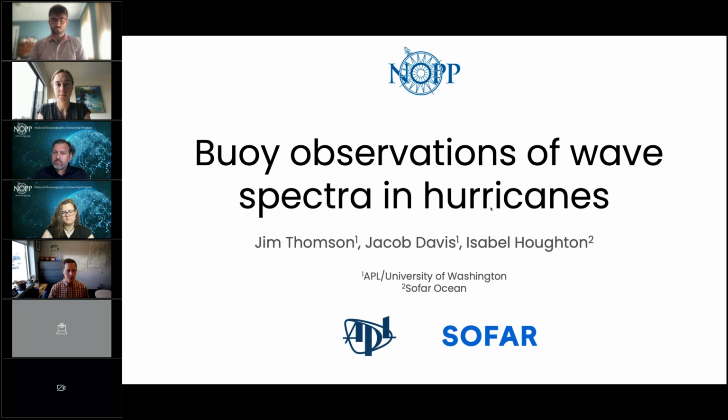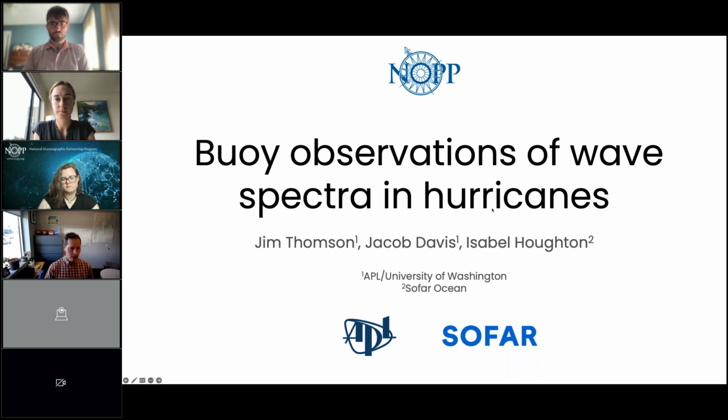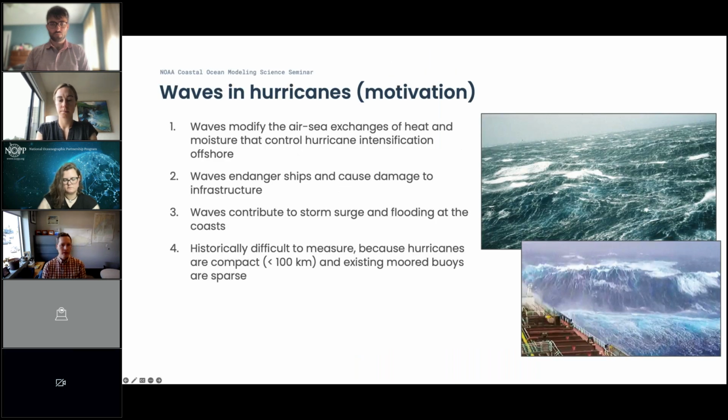So, buoy observations of wave spectra in hurricanes. We are interested in waves and hurricanes for a whole bunch of reasons. Probably most of the audience is familiar with some of these processes, but I'll just recap them here. First, the waves are the central process at the air-sea interface, and that modulates the exchange of heat and moisture, which is really how a hurricane is fueled. So if we'd like to understand the exchange coefficients and the drag coefficients that are so important to getting forecast models to a really skillful level, we need to understand what the sea state is in a hurricane.